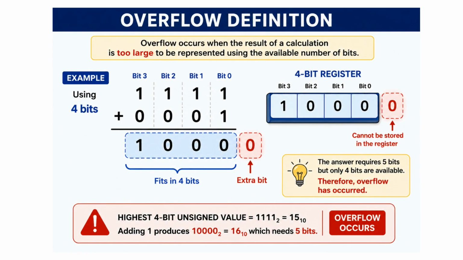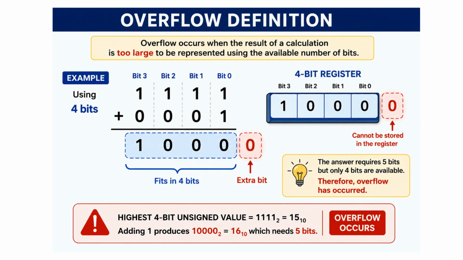Now, let's define overflow. Overflow happens when the result of a calculation is too large to be stored using the available number of bits. Here's an example. Using 4 bits, we add 1111 and 0001. The correct answer is 10000. But notice, the register has room for only 4 bits. The first 4 bits fit inside the register. However, the extra bit on the left cannot be stored. That means overflow has occurred.